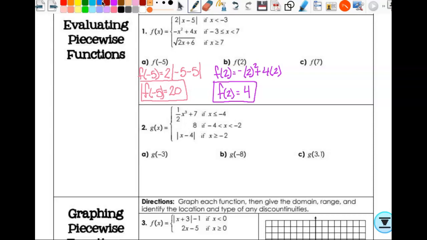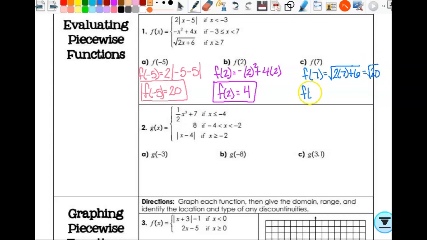Okay, 7 falls into which one? Third. But there's a 7 in both of these. Why do we pick the third? Because it's equal to. It's only actually included in the third one. It's not included here, right? So this is the square root of 2 times 7 plus 6. So 2 times 7 is 14 plus 6. I get the square root of 20.